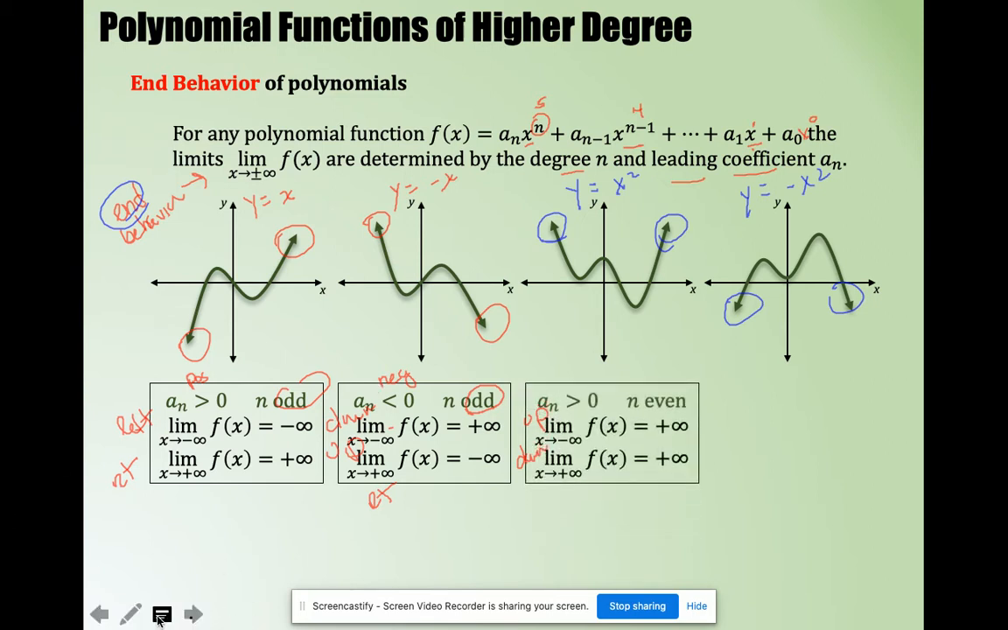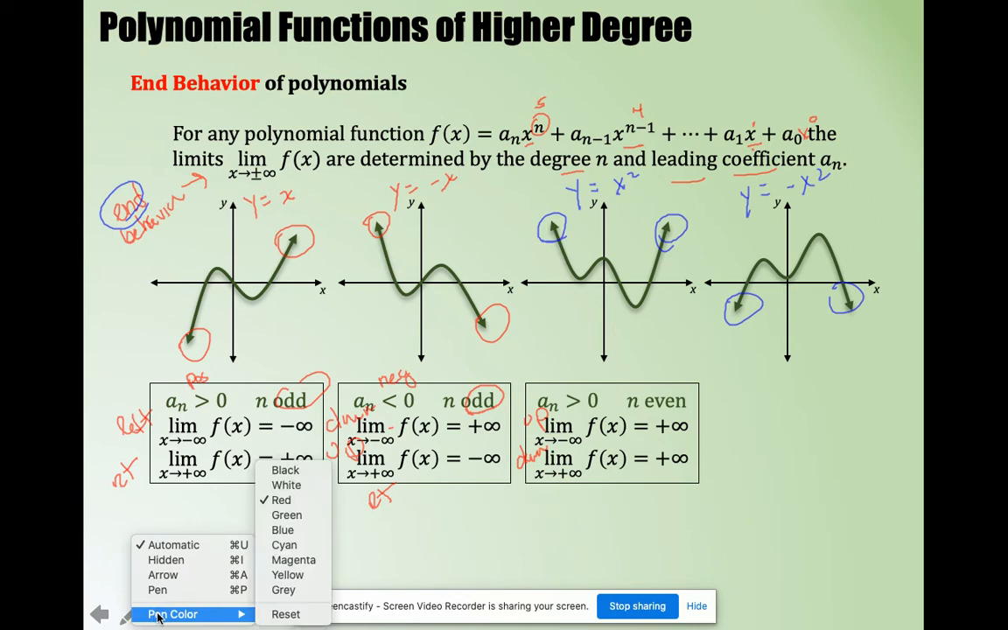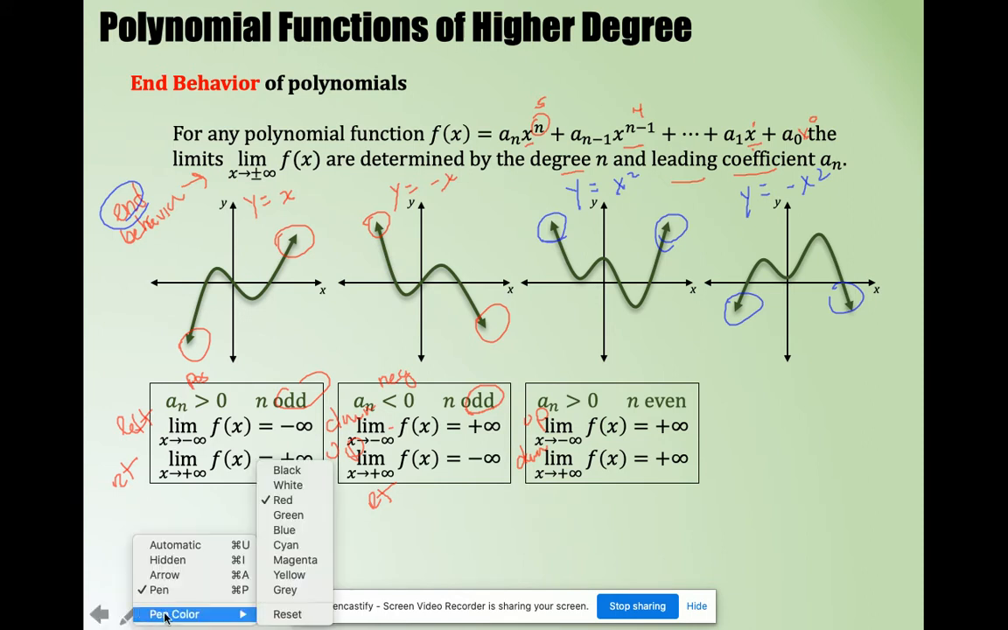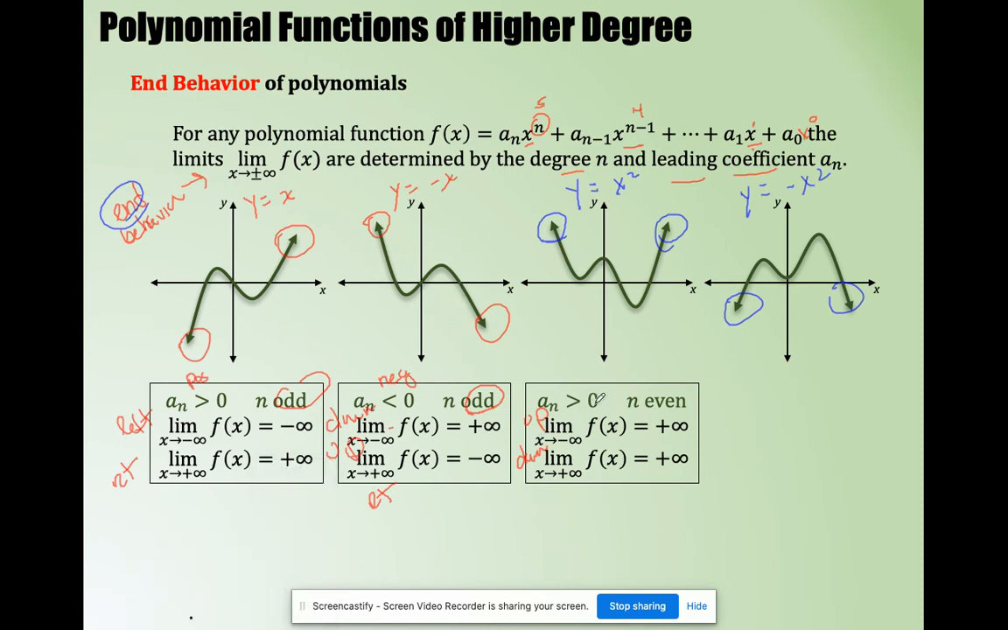However, if your leading coefficient is positive, and just look how fancy I can write all this, a sub n is greater than 0, and your highest degree is even, then on the left end you go up, and on the right end you go up.